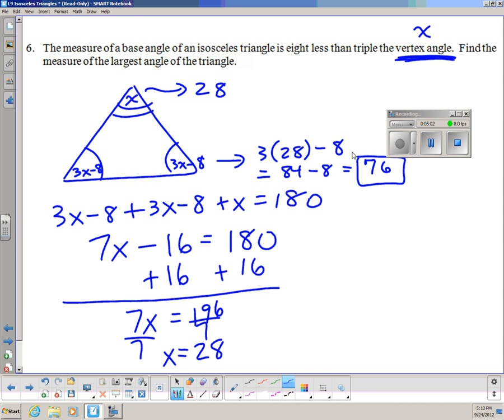Just as a quick check, you might want to take 28, 76, and 76 and add them, just to make sure you get 180. So 8 plus 6 is 14, plus 6 is 20. 2 plus 2 is 4, plus 7 is 11, plus 7 is 18. It checks out. So the answer is 76.